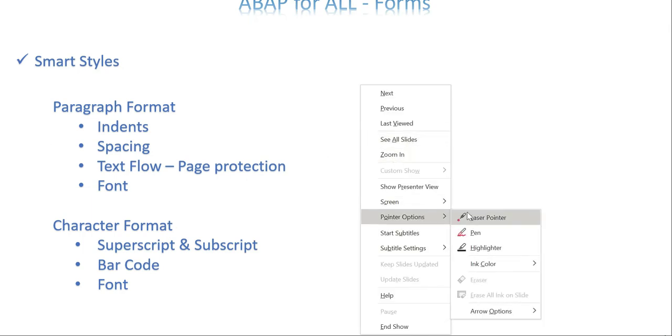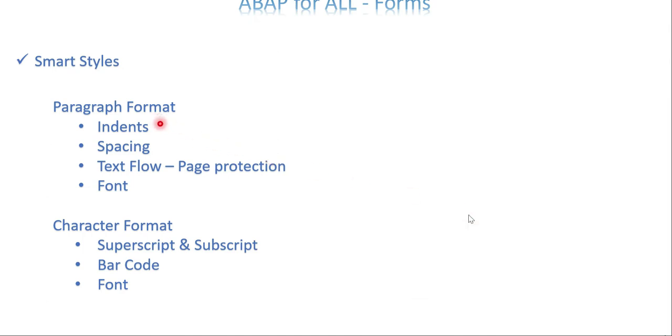In paragraph format, you have indents. For a paragraph, the first line should start with a space, right? The starting line should move a little bit to the right, so for that you go with the indents, and the spacing between paragraphs. So what is the spacing between the paragraphs you need? Most of this is just copied from the MS Word concept. And the text flow page protection, we have already seen that: how the entire paragraph is moved to the next page instead of being split in the middle of the paragraph.